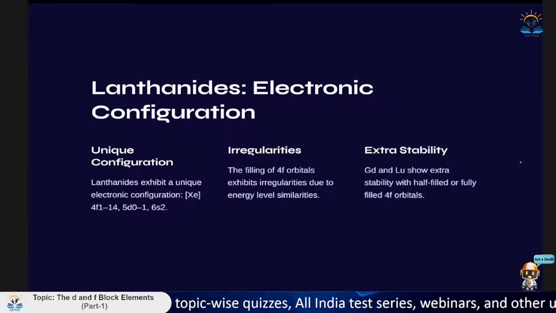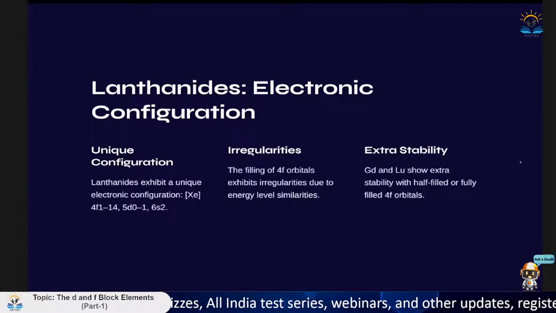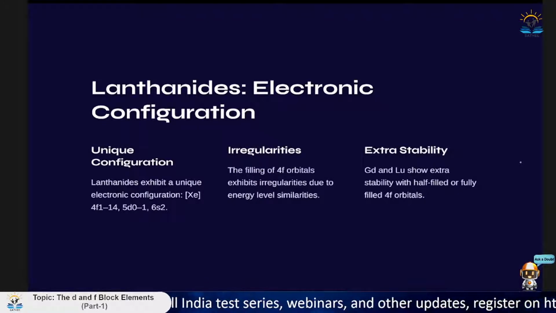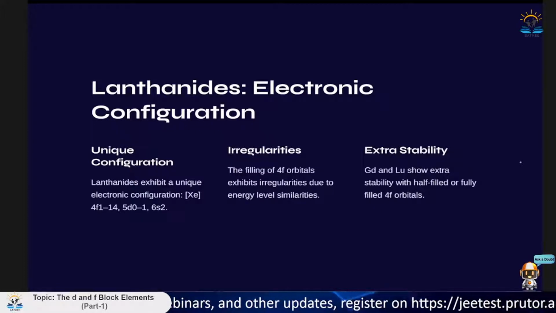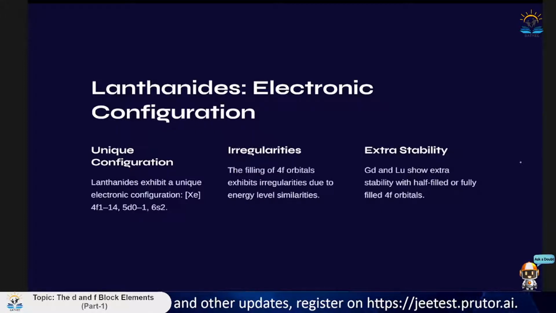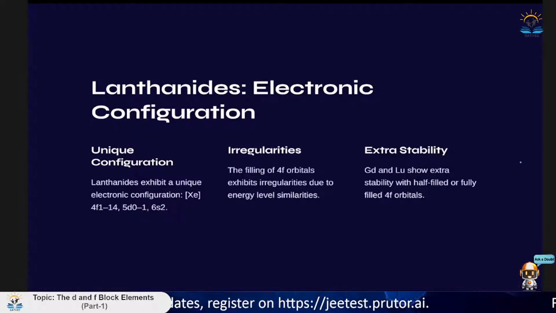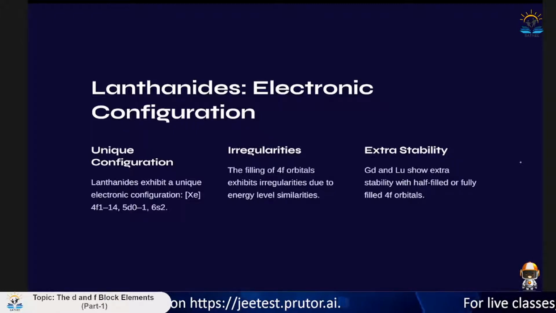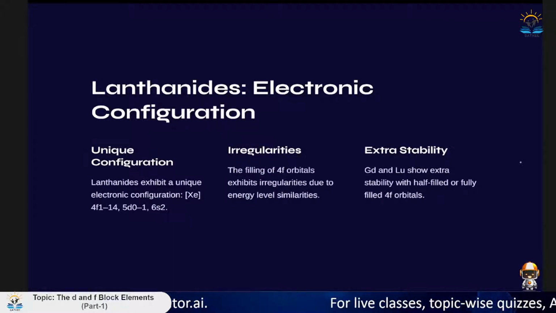Okay, and again, there are certain exceptions, like we saw over there in our D block with zinc and chromium, particularly in the middle, where half filled or fully filled 4f orbitals will actually give extra stability. And then there are a lot of irregularities also because of small energy level differences. Okay, because these are big elements and they have a very small energy level difference among them.